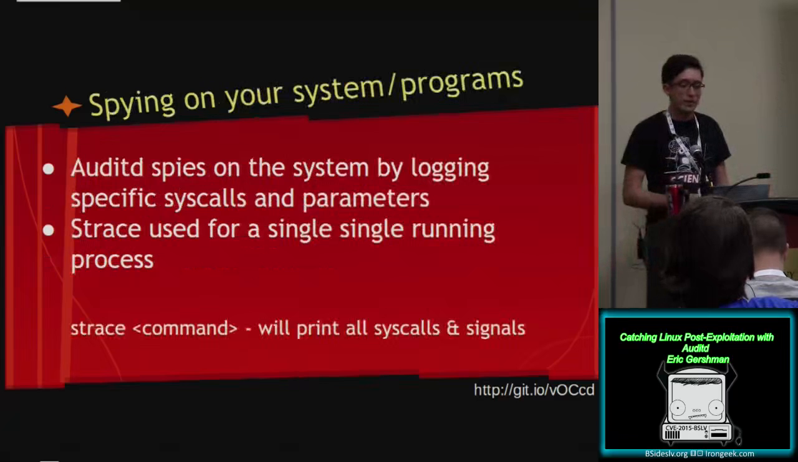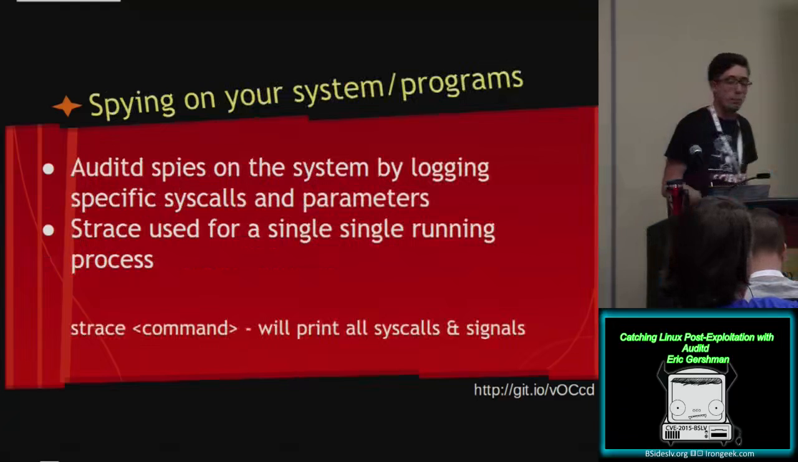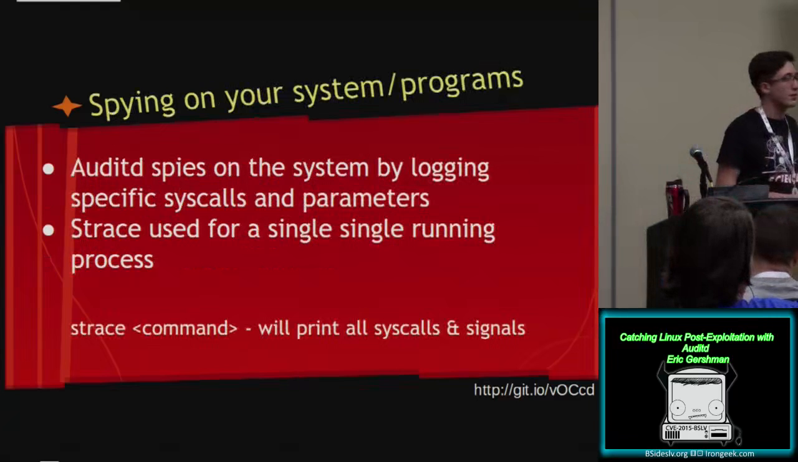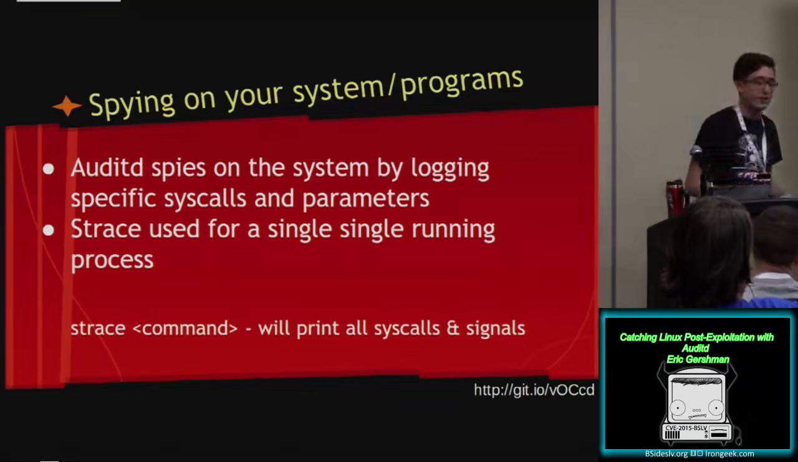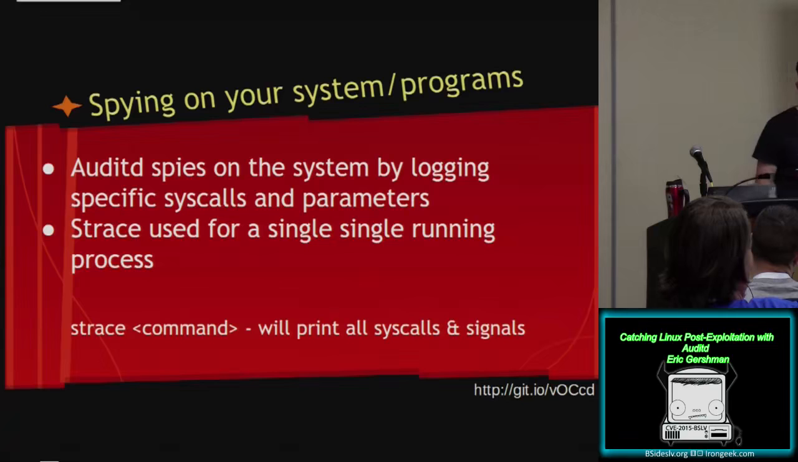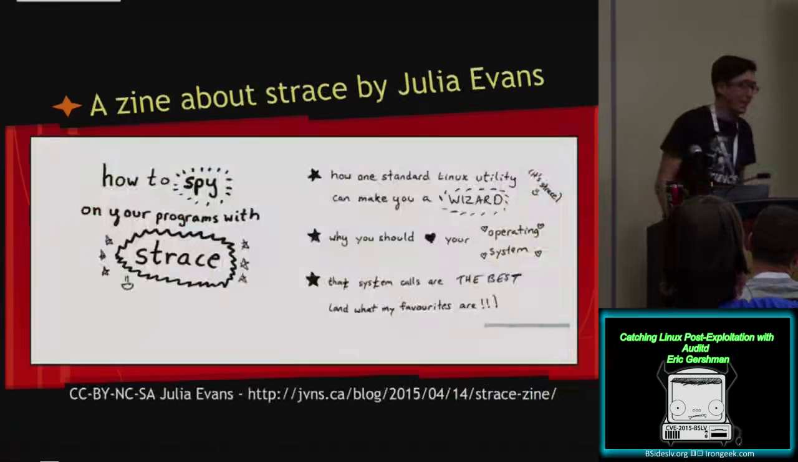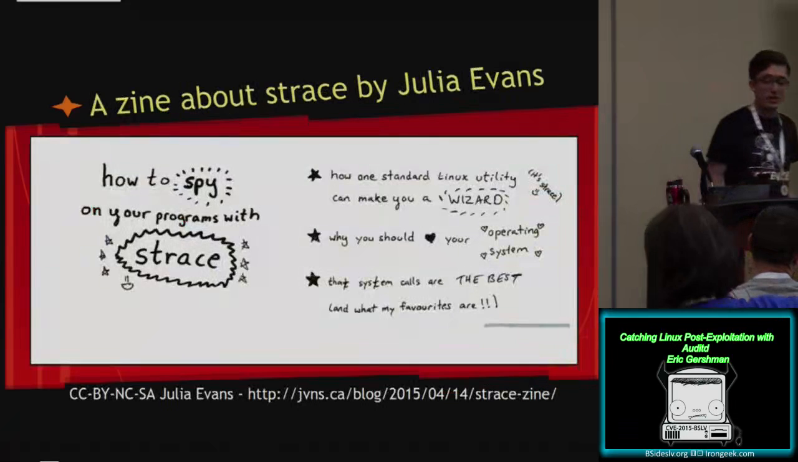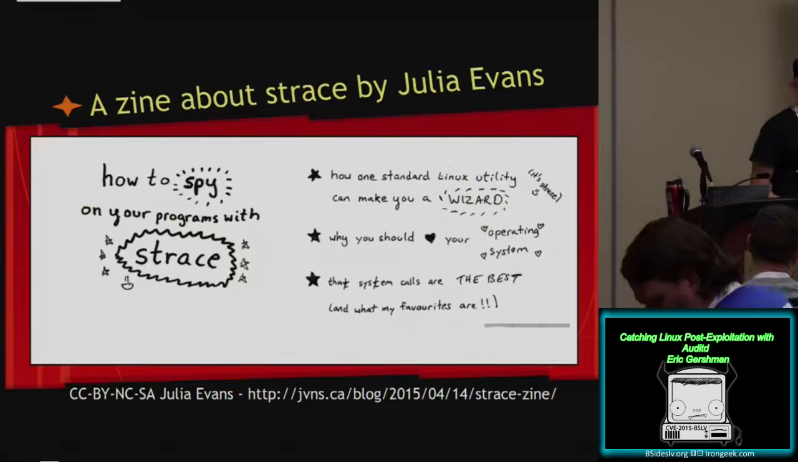So, Auditd spies on the system by logging specific syscalls and their parameters. I first learned about system calls as a systems administrator when I was troubleshooting Linux programs using strace. Using strace, you can look at syscalls and signals in a program by feeding it as an argument. So strace isn't just good for troubleshooting, it's also a great way to learn about syscalls.